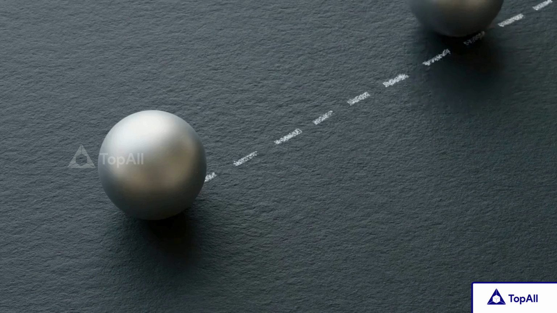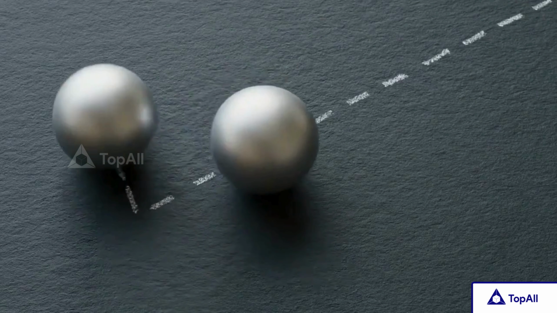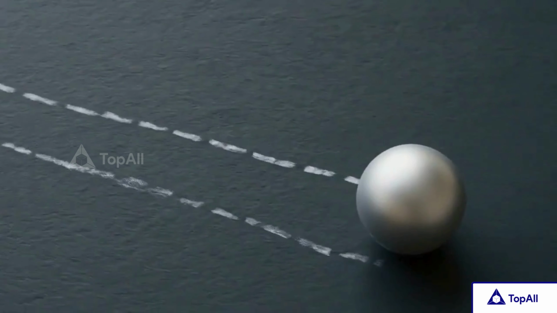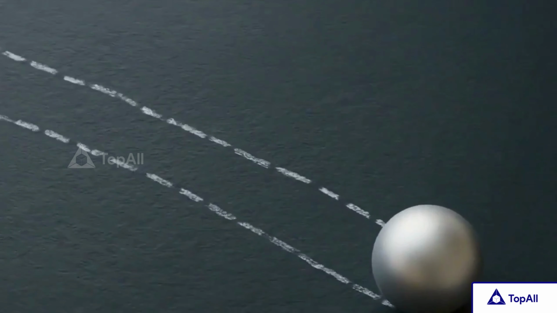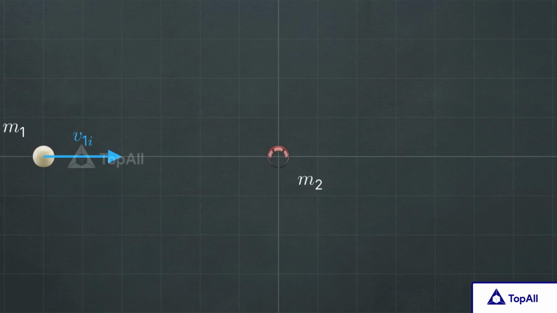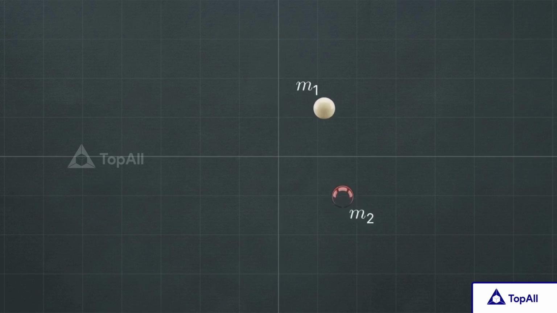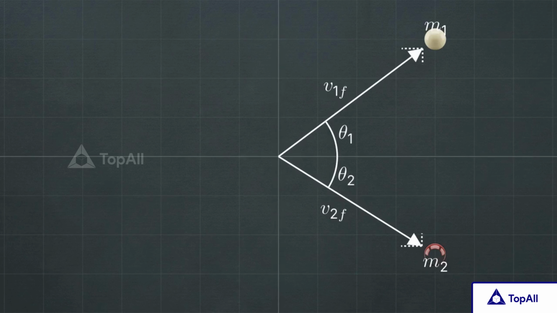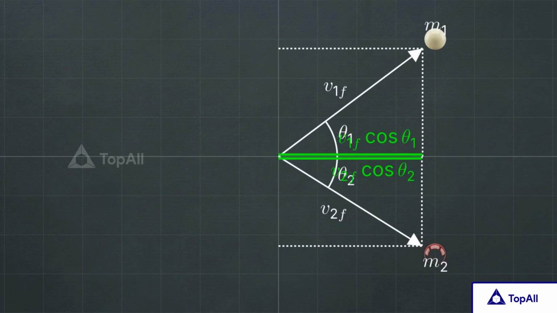Head-on collisions are straightforward, but most physical impacts involve glancing blows, like sinking a target ball in a corner pocket. This models two-dimensional impacts. Initially, all momentum is along the horizontal x-axis. After impact, the masses scatter diagonally. To apply conservation laws, we break these paths into orthogonal components, using cosine to calculate the x-axis horizontal momentum and sine for the y-axis vertical momentum.